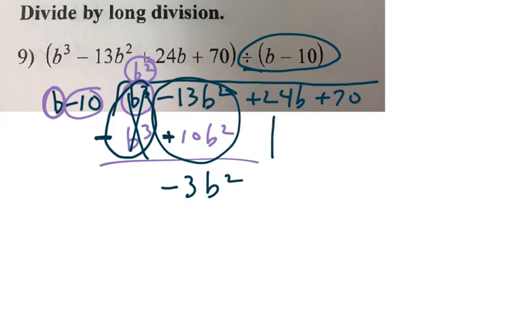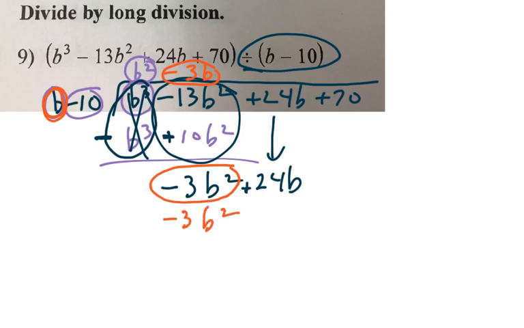What do we do next? We bring down the next term, 24b, a positive 24b. That's a plus there. Watch your signs, by the way. One mess up on signs and you're messed up. Okay, so now we're going to start over. How do I make this b now become a minus 3b squared? I'm going to do a minus 3b times it. Notice I'm matching up the signs exactly. So minus 3b, guys, times the b is minus 3b squared like we want it. Minus 3b times a minus 10 is a plus 30b.